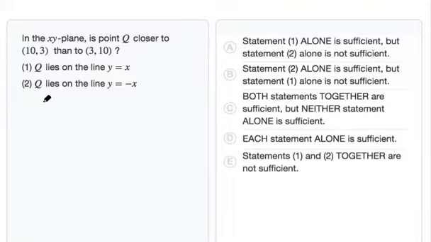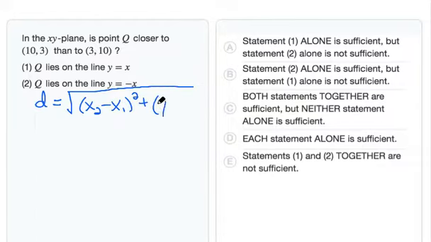The distance formula between 2 points, x1, y1, and x2, y2, would be d equals the square root of x2 minus x1 squared plus y2 minus y1 squared. So we'll keep it in mind when we're considering each statement individually. So let's consider statement 1 first.